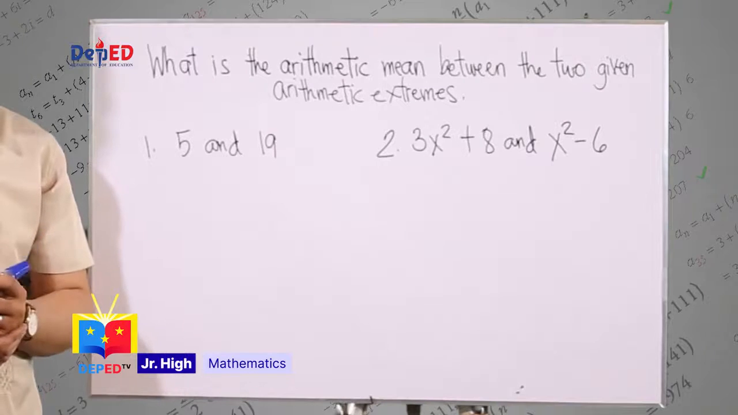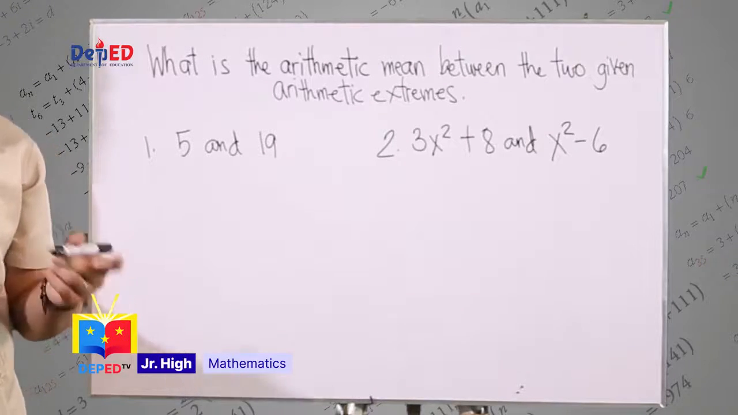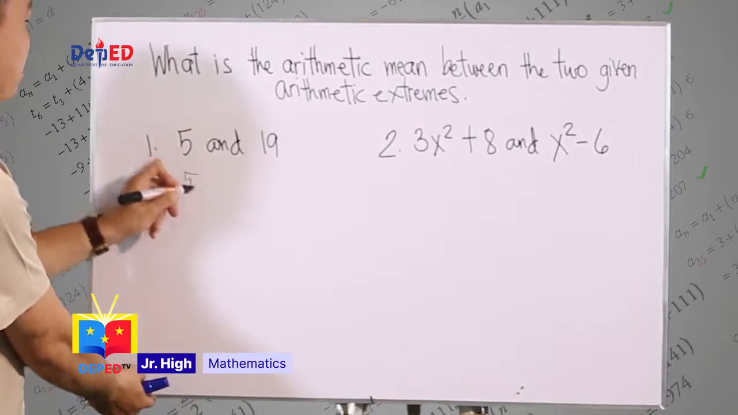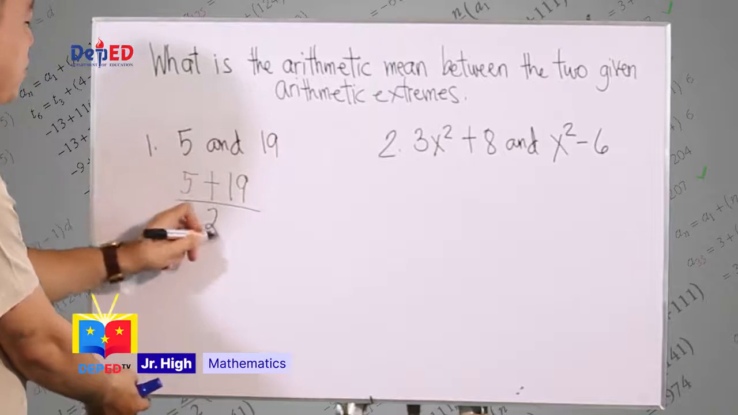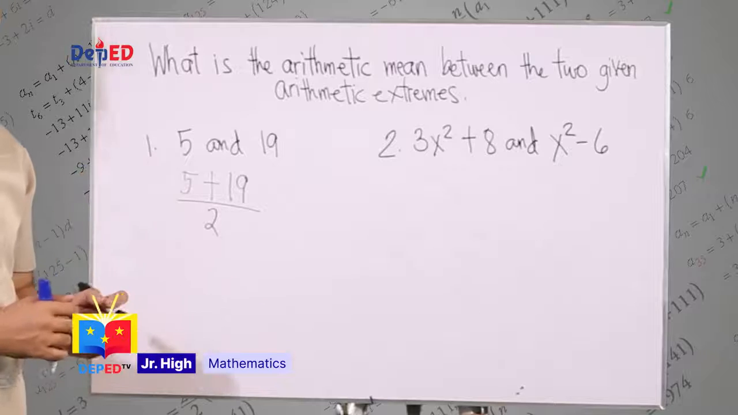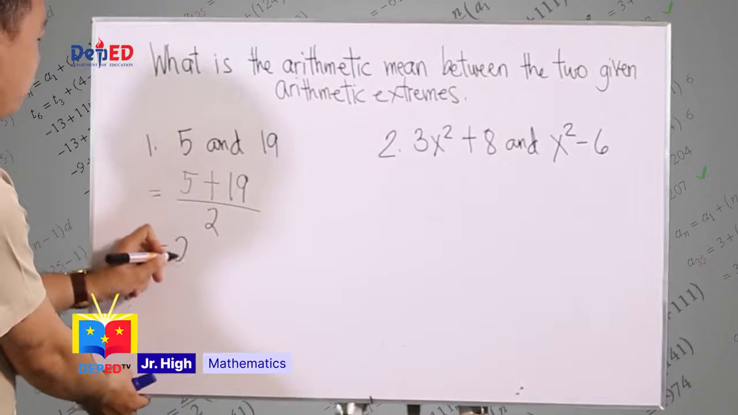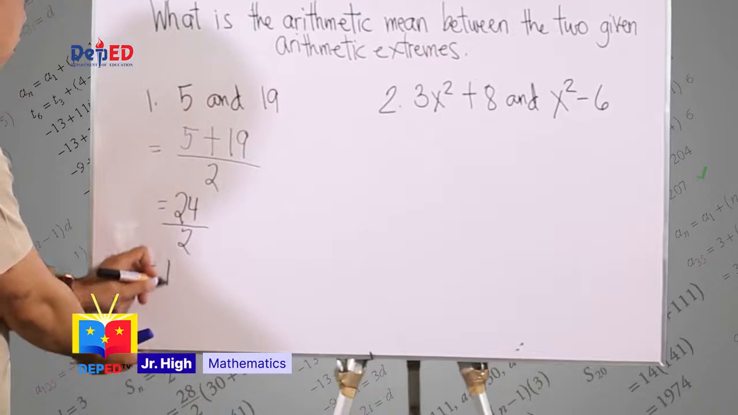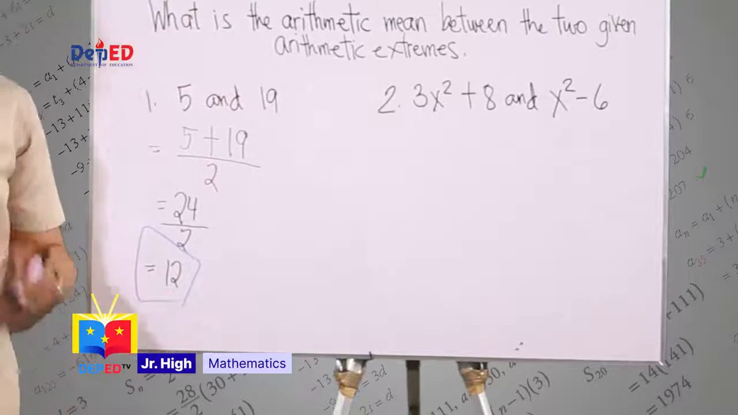Let's deal first with the first item, 5 and 19. We will use the average method. That is, getting the sum of 5 and 19, and we will divide it by 2, since we only have two numbers. 5 plus 19 will give us 24 divided by 2. Therefore, the arithmetic mean of these two numbers is 12.